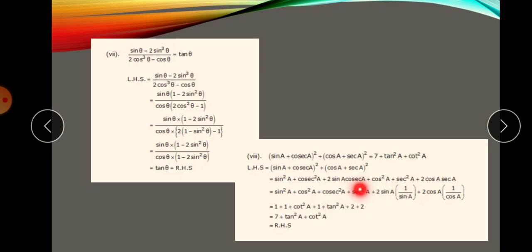Then here, cosecant we can write as 1 by sin. Same way, secant you can write as 1 by cos. Then cos cancels, sin cancels. 2 plus 2 will be there. Here 1, then 5, 6, 7. And 2 cot square A, tan square A. 7 plus tan square A plus cot square A. Then you got the RHS.